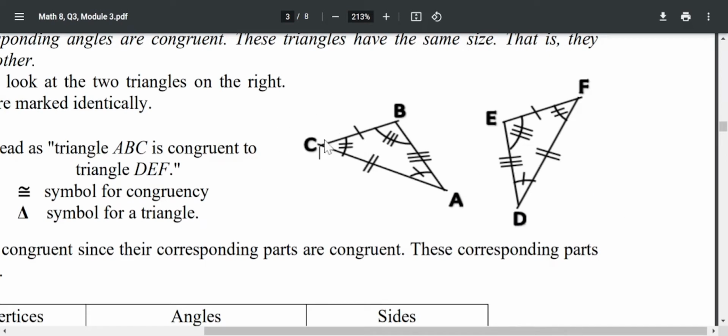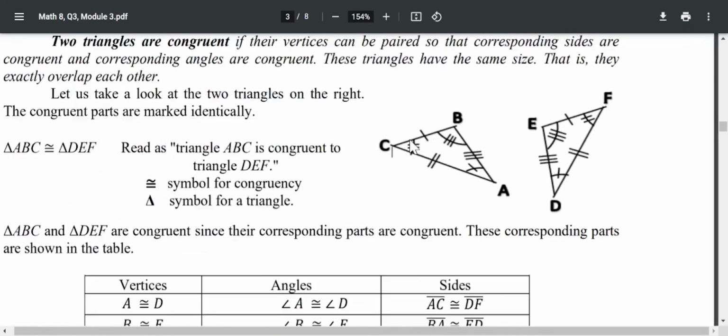The same with angle C. Look at angle C, there are two marks here. Then on our other triangle, at angle F, there are also two marks. So this means that angle C is congruent to angle F. The same with angle B being congruent to angle E. So our angles and our sides are all congruent. So this just means that these two triangles, triangle ABC and triangle DEF, are congruent triangles.